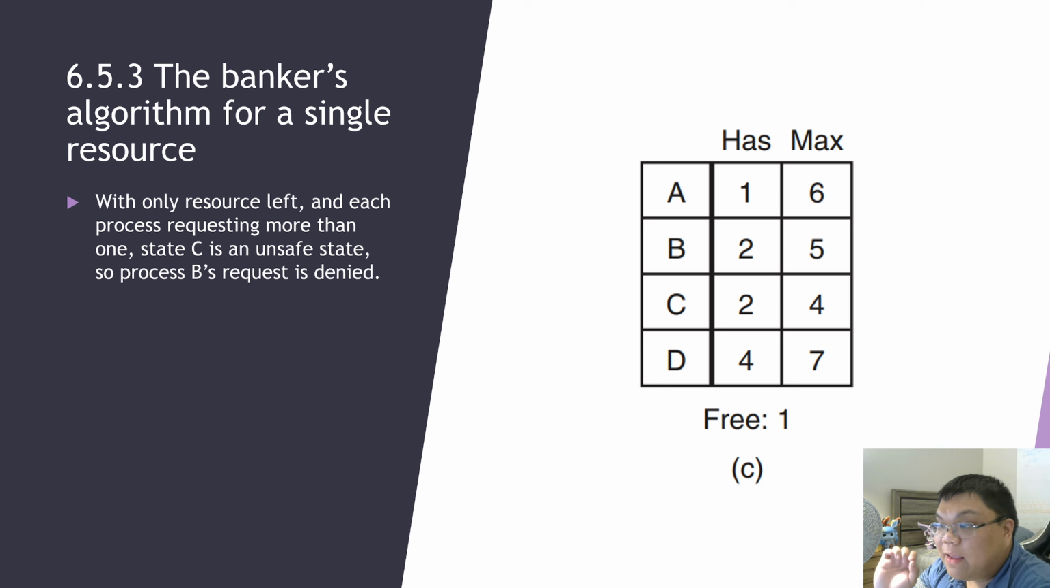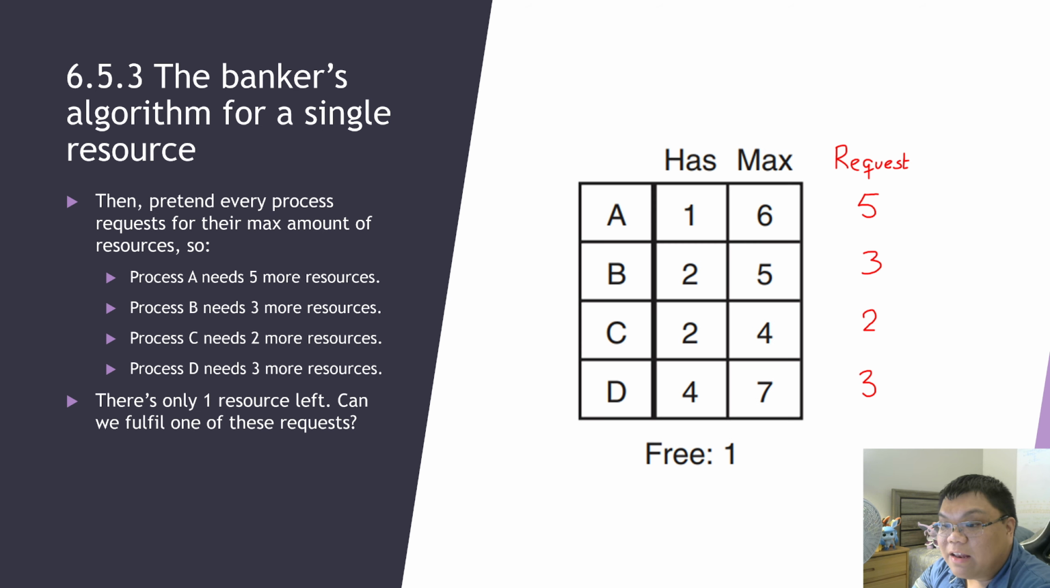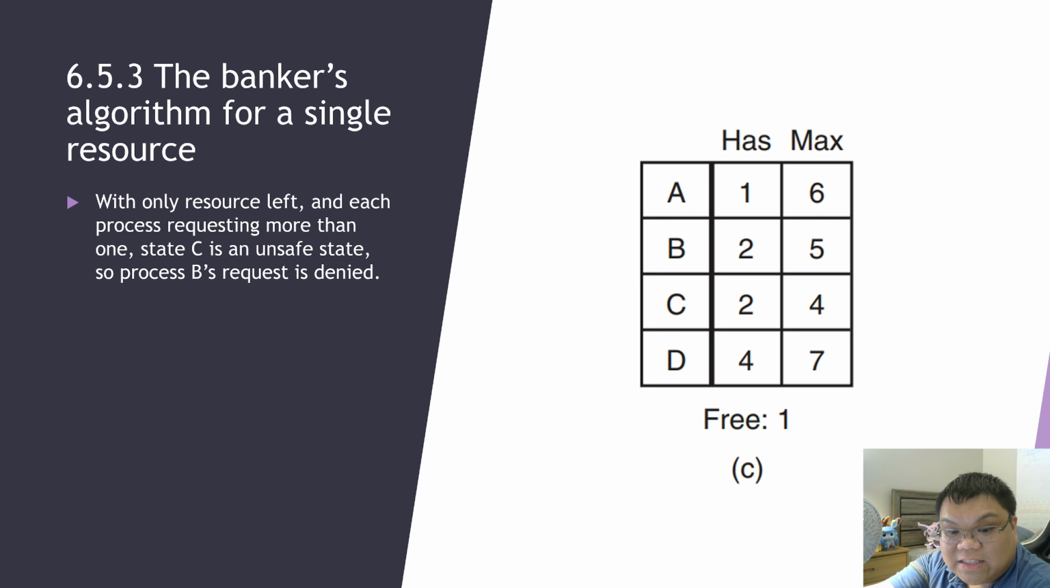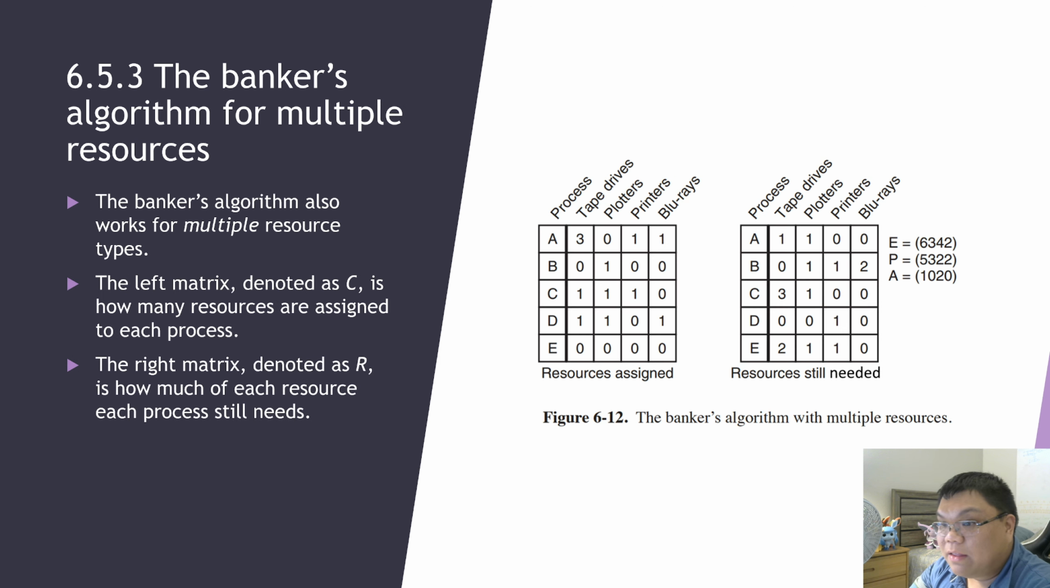By granting process B its request for 1 more resource, we enter an unsafe state. It's not guaranteed that this will lead to deadlock, but it's not guaranteed either that this will lead to another safe state. Assume the worst. Therefore, this is an unsafe state. Do not enter. Do not grant process B's request.